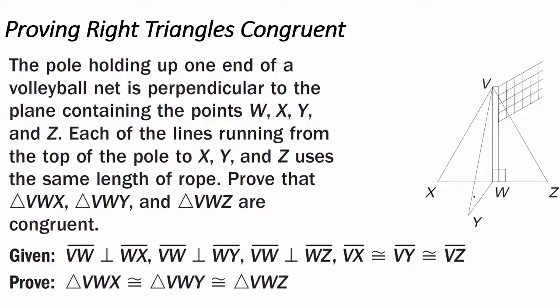We are given that line segment VW is perpendicular to line segment WX, and line segment VW is perpendicular to line segment WY, and line segment VW is perpendicular to line segment WZ. We're also given that line segment VX is congruent to line segment VY and line segment VZ. Prove that triangle VWX is congruent to triangle VWY, congruent to triangle VWZ.